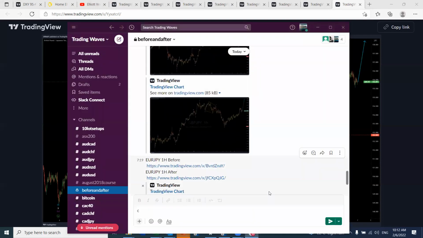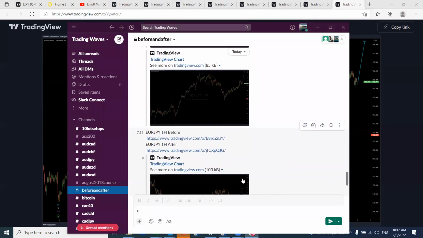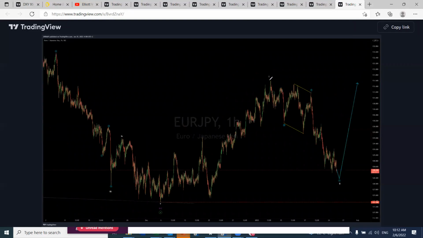Right, that was pound yen. Euro yen, look at euro yen. Amazing analysis on euro yen. These are the charts that our members get before the move plays out. How do we know that this was going to be the reversal? Exactly pinpointed, as you can see here. We wanted this to reverse and make a move to the upside.